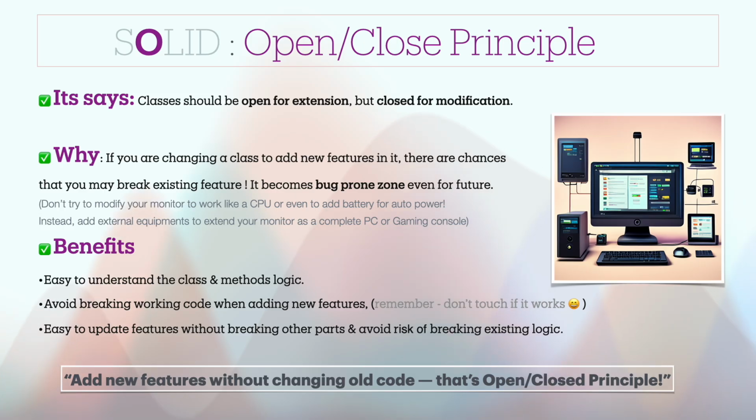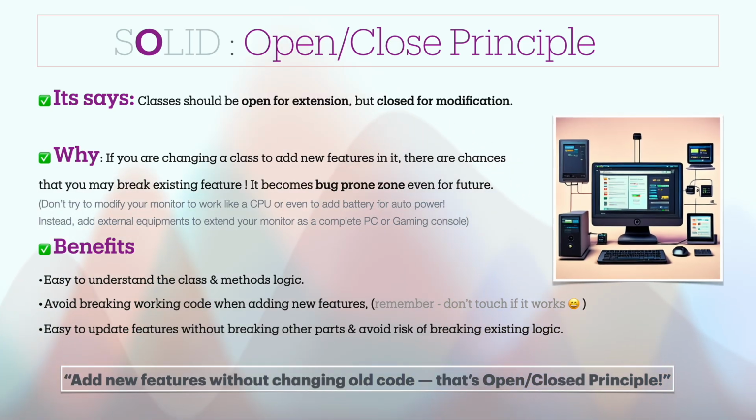It says classes should be open for extension but closed for modification. Why does it say that? Because if you are changing a class to add new features in it, there are chances that you may break an existing feature. It becomes a bug-prone zone even for the future.